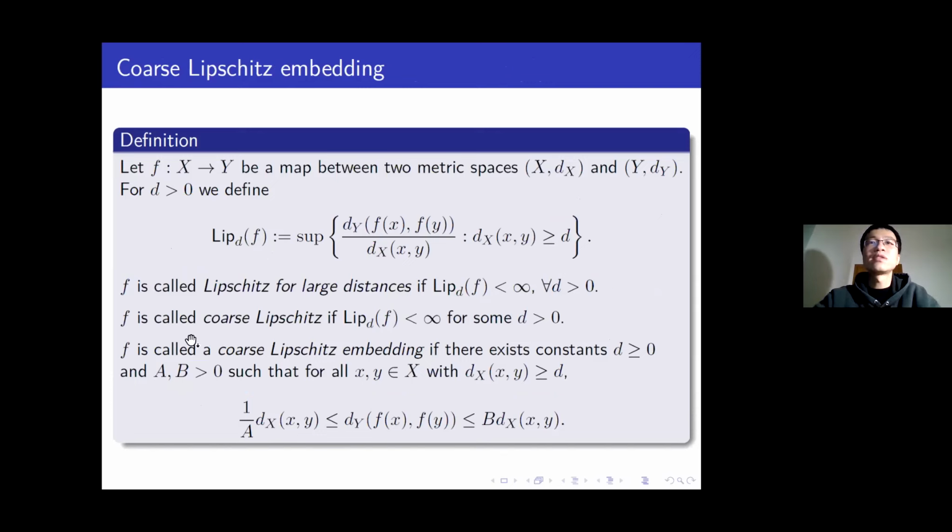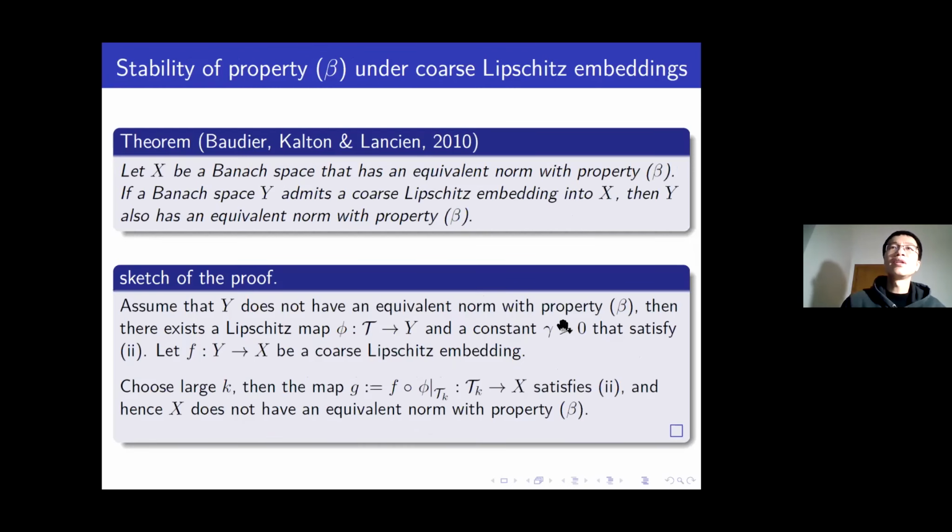And we say f is Coarse Lipschitz if one of these Lip_d is finite. And we say f is a Coarse Lipschitz embedding if you can find a non-negative d and a positive constant, so that you have this Lipschitz embedding condition only for distance larger than d. Okay, so this Coarse Lipschitz embedding is actually a special type of partial Lipschitz embedding in the language of Ostrovskii. Okay, so now the stability of property beta under Coarse Lipschitz embedding.